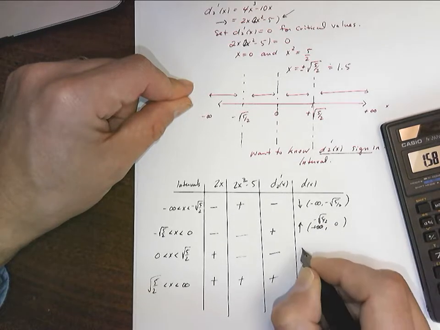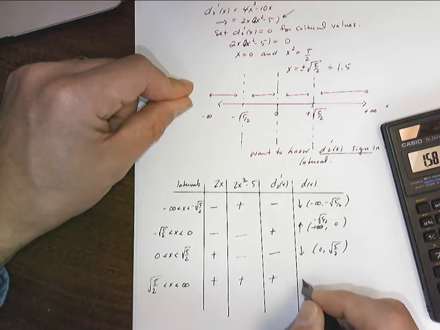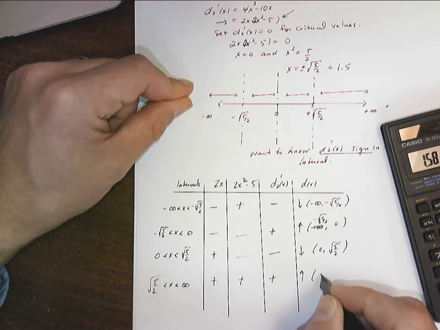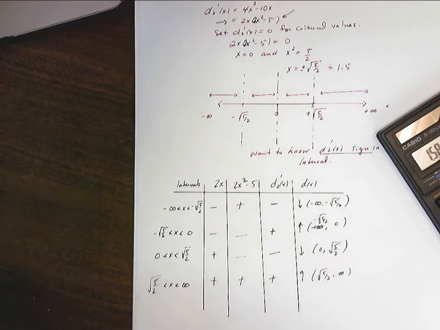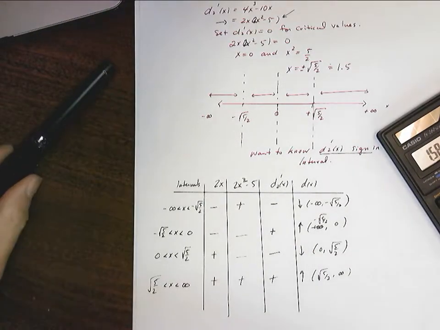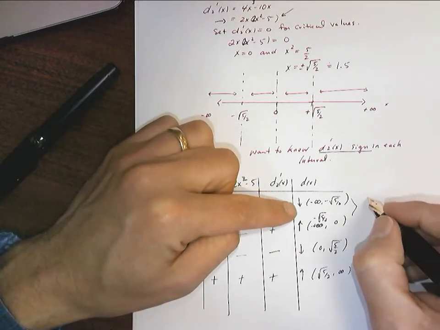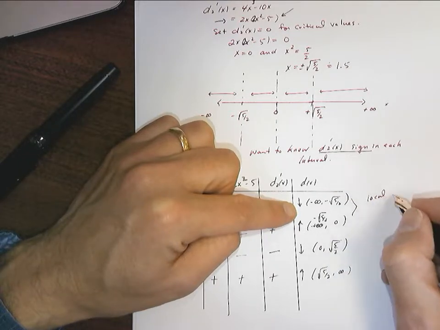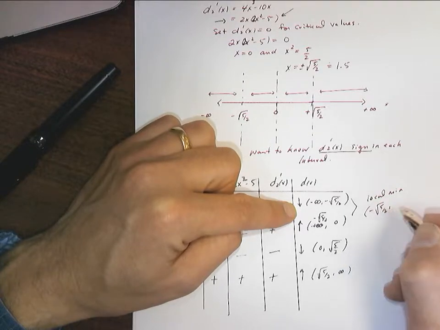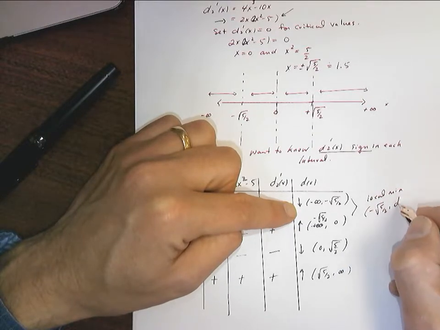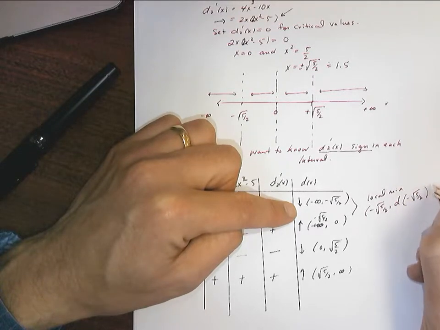It's going to be decreasing from 0 up to root 5 over 2, and it's going to be increasing again from positive root 5 over 2, comma, infinity. So what that means is that I'm changing direction from decreasing to increasing here. So if I'm changing from decreasing to increasing, I've got a local minimum at least at negative root 5 over 2, comma, d of negative root 5 over 2. That's a local minimum point.